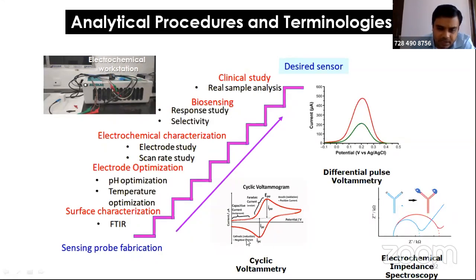This I already explained. This is one of the advanced versions of cyclic voltammetry. It is called differential pulse voltammetry. It's a potential dynamic technique. You can see the potential is sweeping on the x-axis and the current is coming out of this.